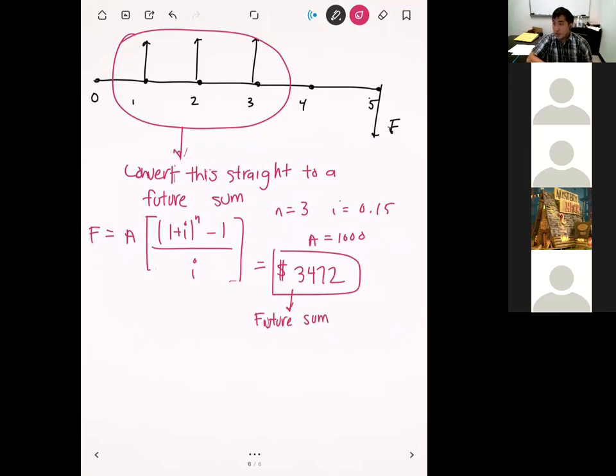You can do this, but this future sum is not going to be at the right time. This future sum right here is actually going to take place in year 3. So after you convert this uniform series to a future sum, that future sum is going to be placed on year 3. So if we draw our cash flow diagram one more time.